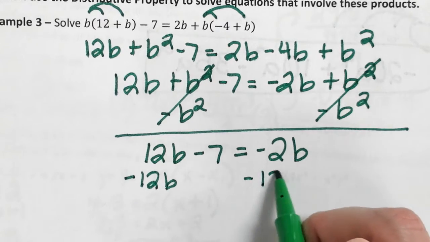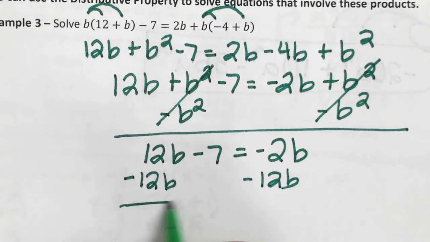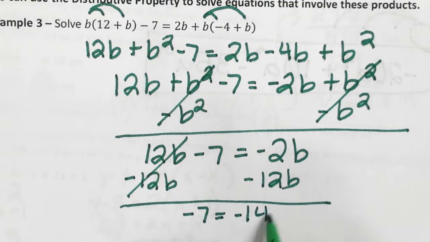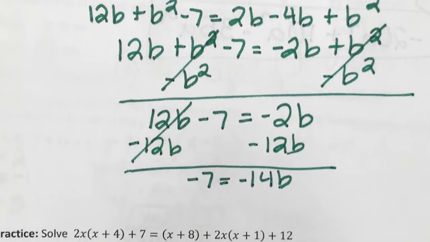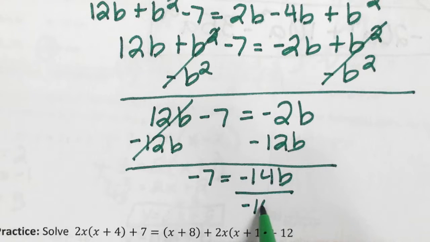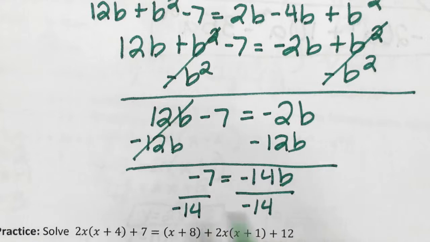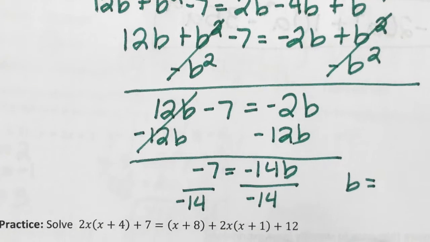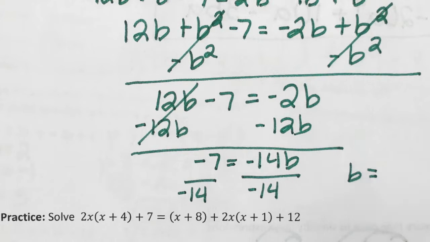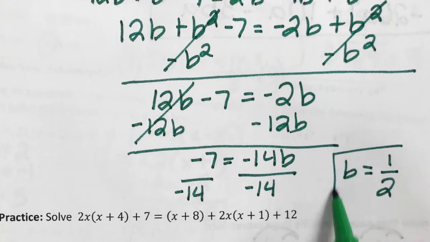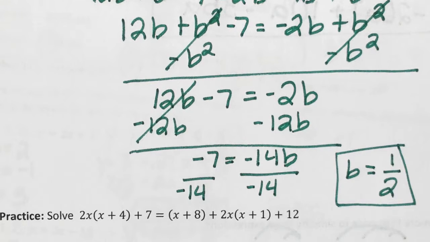Good. That's not good. Okay, so what's b? Positive 2. Positive 1/2. Positive 1/2.